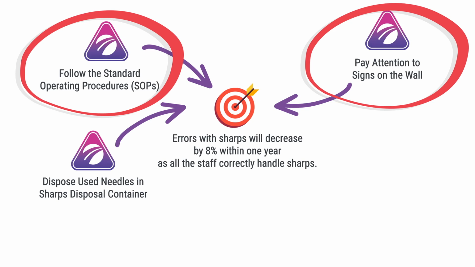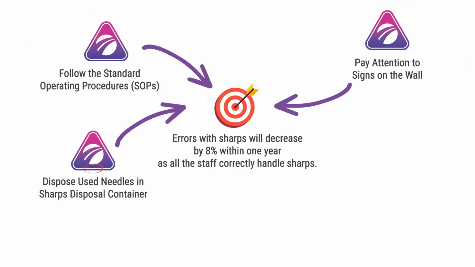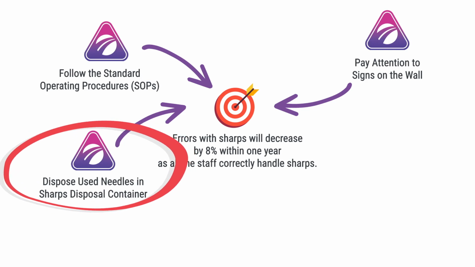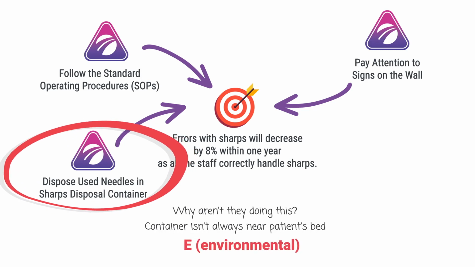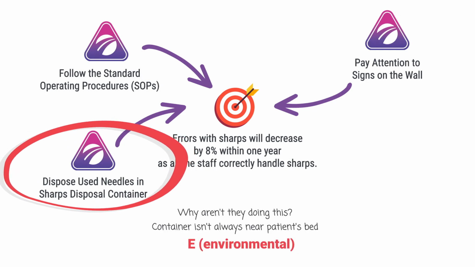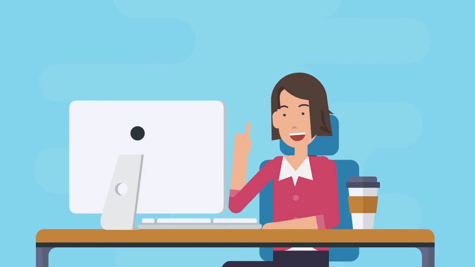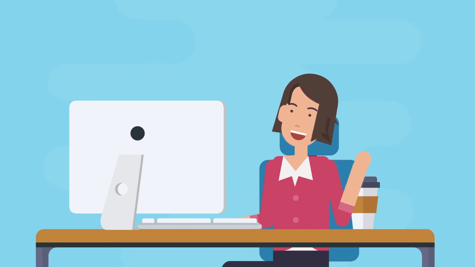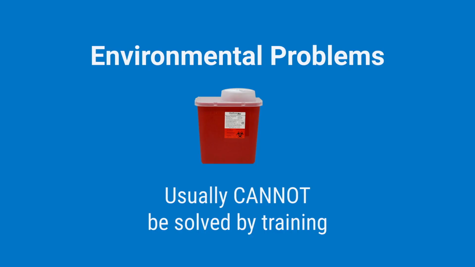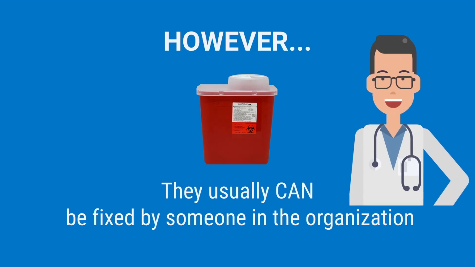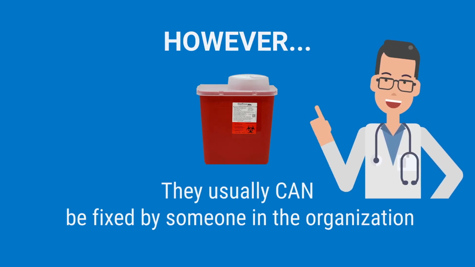She writes these actions on the action map. In this case, she's also uncovered an environmental problem, the location of the sharps disposal container. She notes this problem on the action map too. If Michelle hadn't asked these probing questions, they might never have realized this problem existed. Environmental problems usually cannot be solved by training. Instead, the doctor or someone in the organization will need to fix the environmental problems caused by the sharps containers.